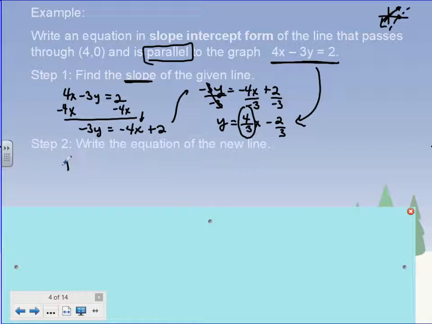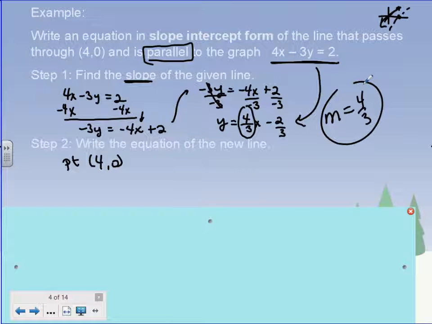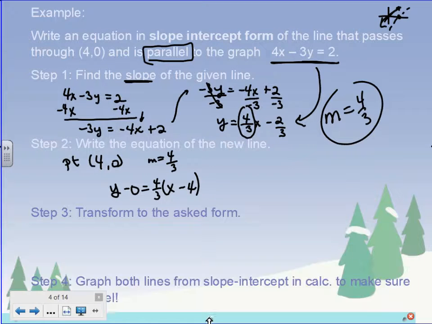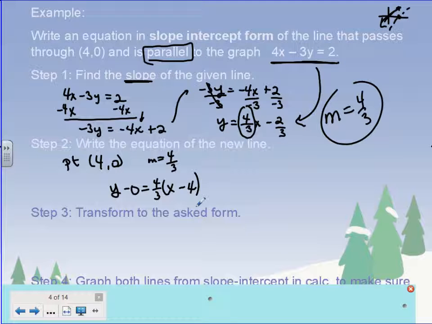Okay, so we have a point of (4, 0), and up here we found our slope to be 4/3. Again, important to make a note of that, circle, highlight it somehow so we know to use it later. So the point is (4, 0), the slope was 4/3, so we can go ahead and transform into point-slope form. The problem asked for the line in slope-intercept form, but since we had a point and a slope, it made most sense to start out in point-slope form and then eventually transform to slope-intercept.